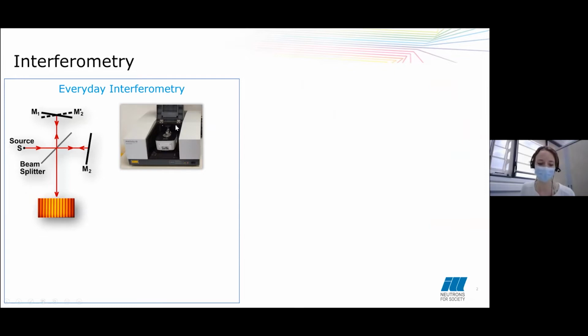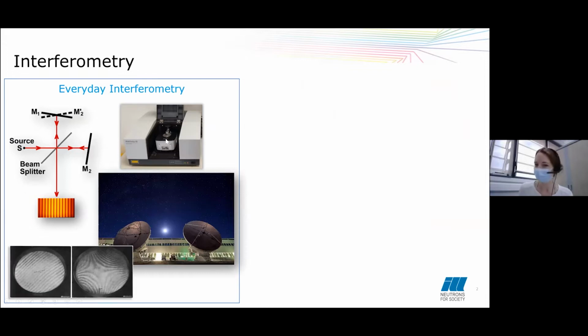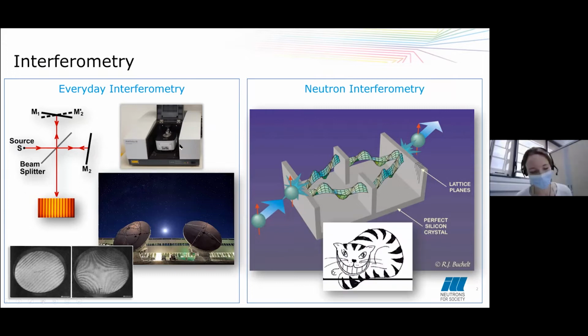So we all know, for example, the Michelson interferometer in IR spectroscopy. And in addition to that, interferometry is used in astronomical telescopes or to measure surface roughness. Neutron interferometry, however, is a bit more special and actually permits us to talk about cats again. In fact, neutron interferometry is an important tool for the realization of many textbook experiments in quantum mechanics. However, it also allows for some more pragmatic measurements, such as the determination of scattering length.